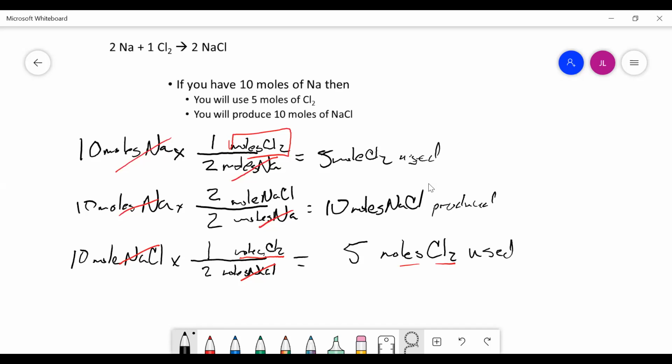So that's it. It's not a super hard concept. It's just another conversion factor that we're going to utilize as we look at a chemical reaction and say, we start with so many moles of one component. How many moles of the other components would we be using or producing? So that's it. I hope this helps. And we will continue on and move to slightly more challenging aspects of stoichiometry in the coming days.